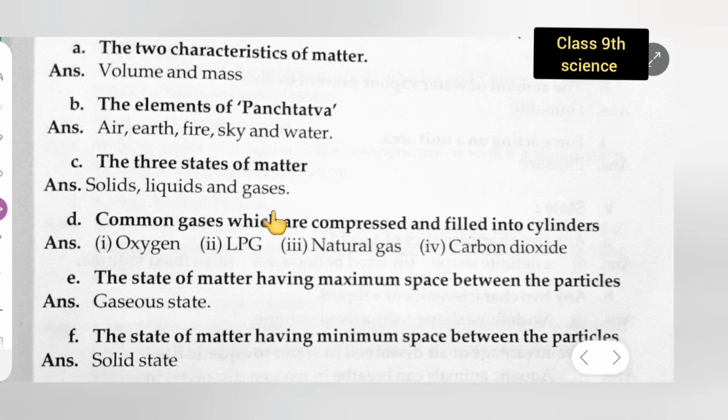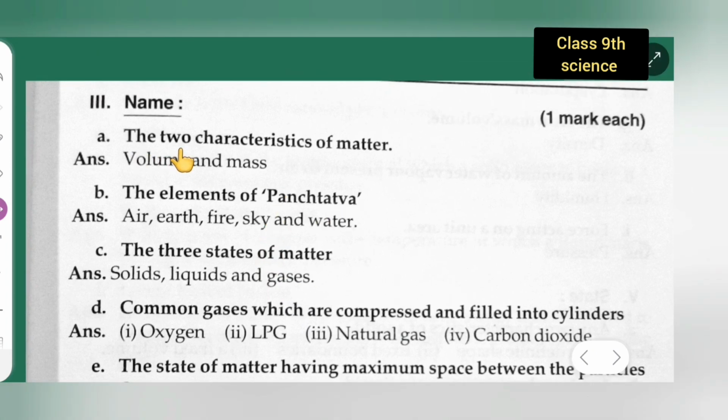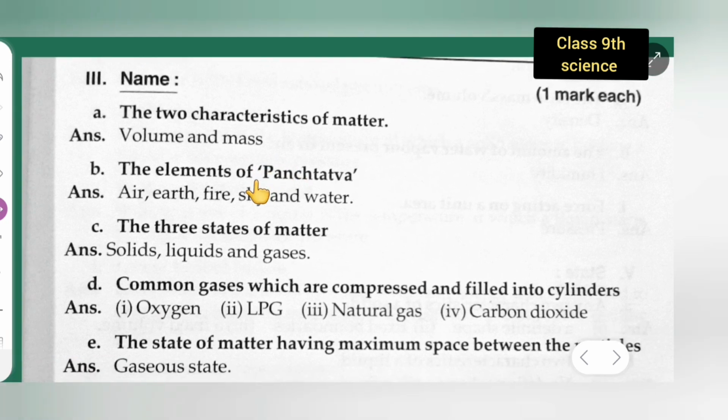Next, name the following. The two characteristics of matter, that is volume and mass. Next is the elements of Panchatattva. Panchatattva is what? Air, earth, fire, sky and water. So these are the elements of this, okay?